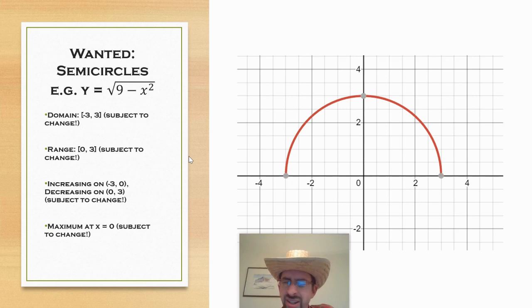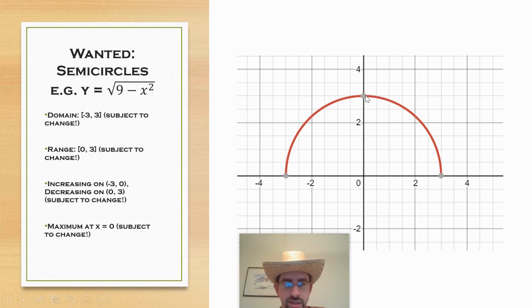Semicircles, they're kind of unusual, so be on the lookout. For example, y equals square root of 9 minus x squared. This is a semicircle with a radius of 3. Where does that 3 come from? Square root of 9. Domain, negative 3 to 3, including both ends. Range, 0 to 3, also subject to change depending on how big the semicircle is.